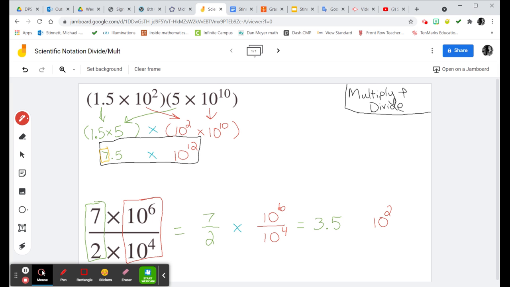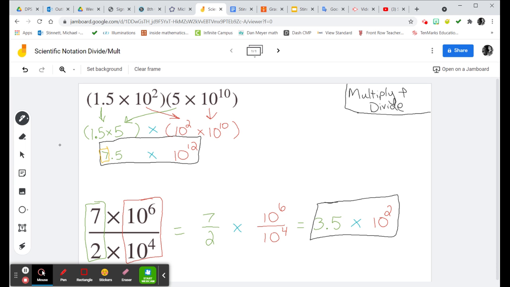And what I did, remember, when we divide our powers, we subtract our exponents. We subtract our exponents, okay? And then again, I'm just going to multiply them. They're being multiplied together. So 3.5 times 10 to the 2nd power. And I'll put a box around that. That is our final answer.